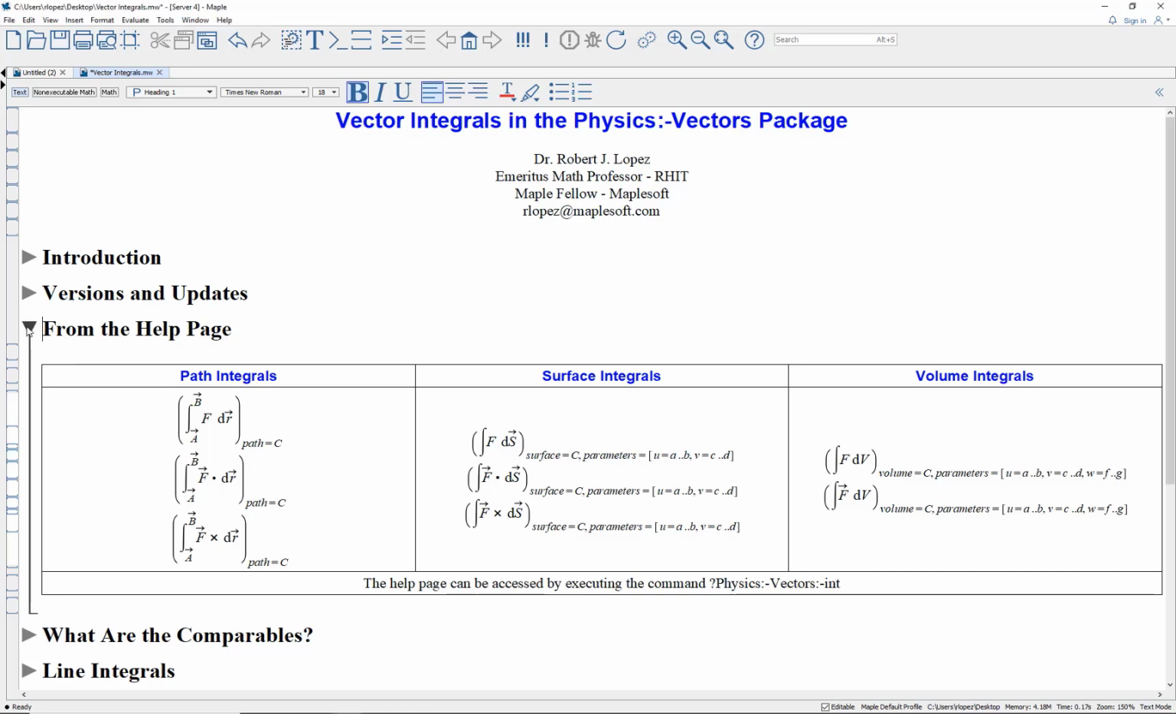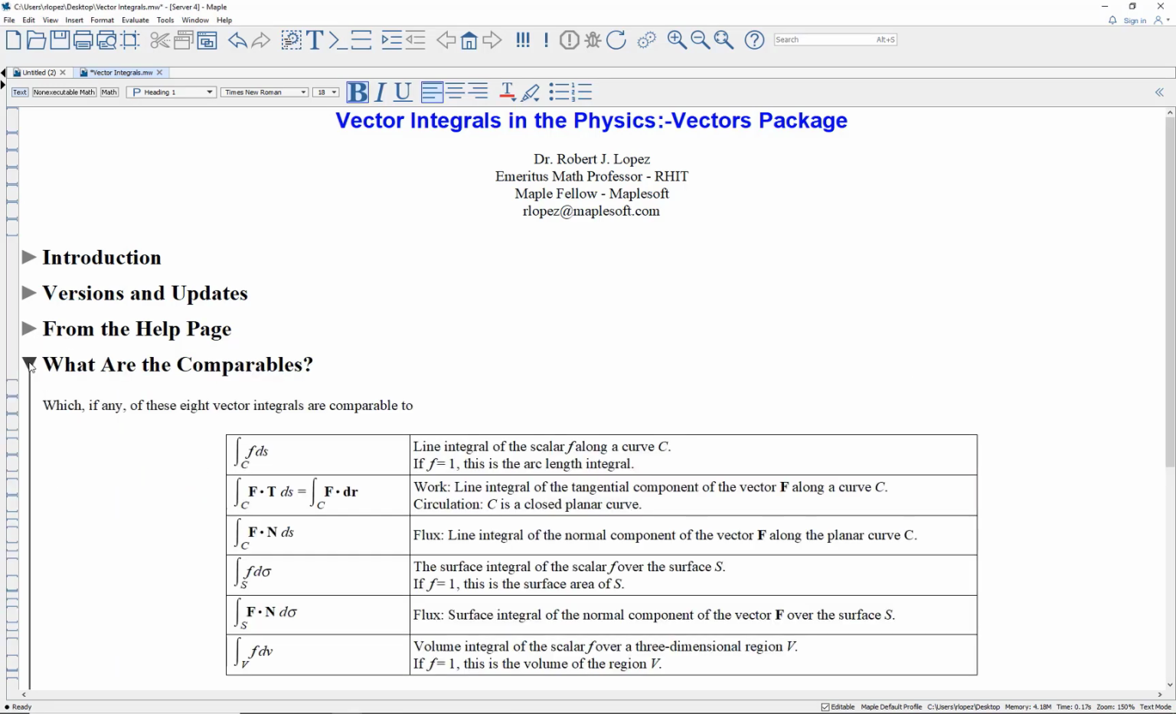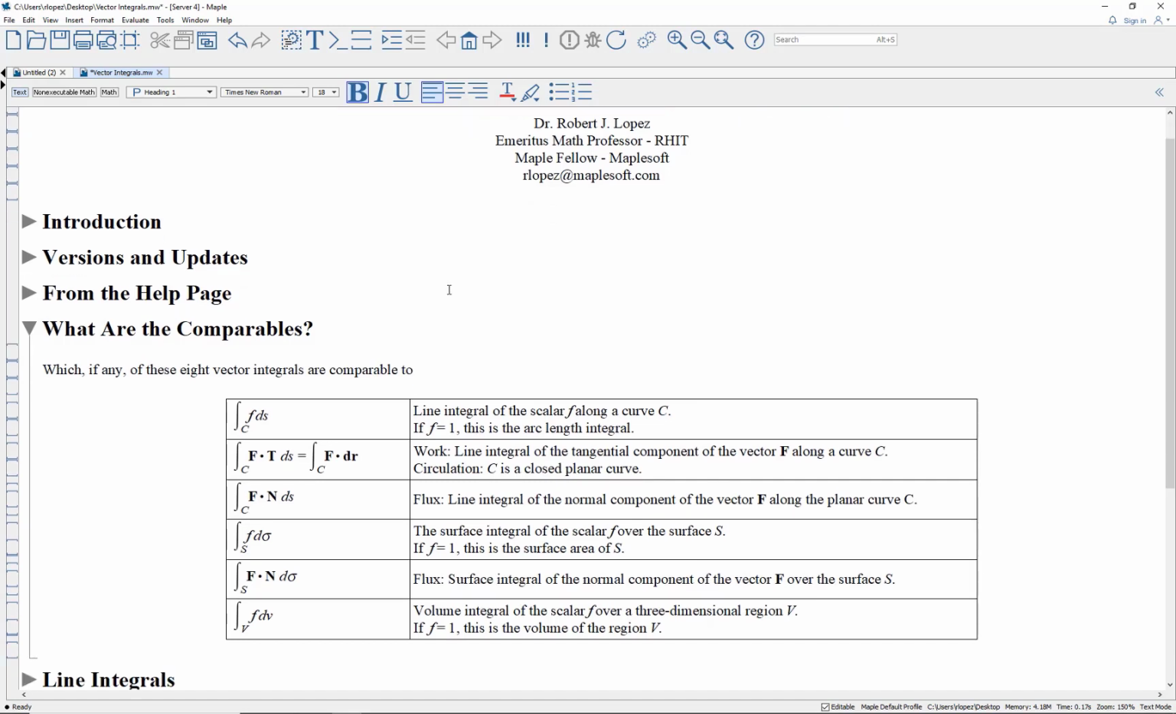Well, when I began this project of looking at what these new vector integrals were, I had in my head things that I had already used in the past. What are those things? What compares to what? Okay, so I wanted to find out, how does one integrate a scalar with respect to arc length? This is the typical path integral of a scalar.